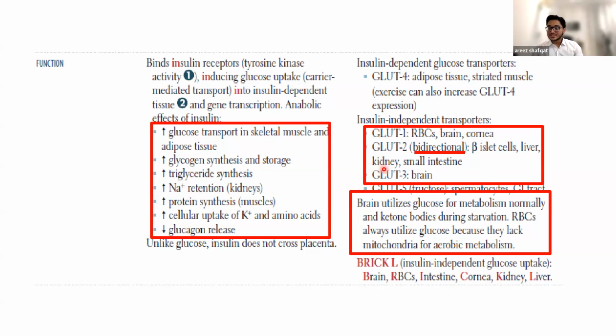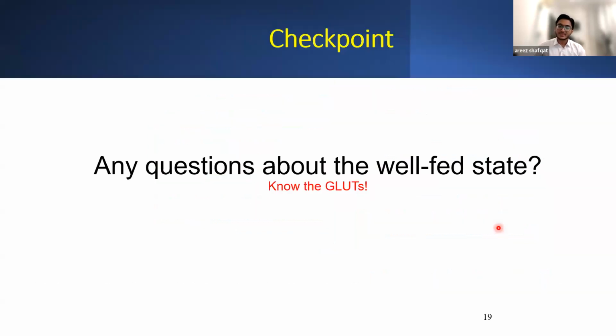Now, these transporters are essential for you to know: GLUT1 in the red blood cells and the brain, GLUT2 in the liver and in the pancreatic beta cells, GLUT3 in the brain, also in the red blood cell. The brain utilizes glucose for metabolism normally and ketone bodies during starvation. The red blood cells, however, always utilize glucose because they lack mitochondria for aerobic metabolism. Okay, so now any questions about the well-fed state, or is all of this clear?